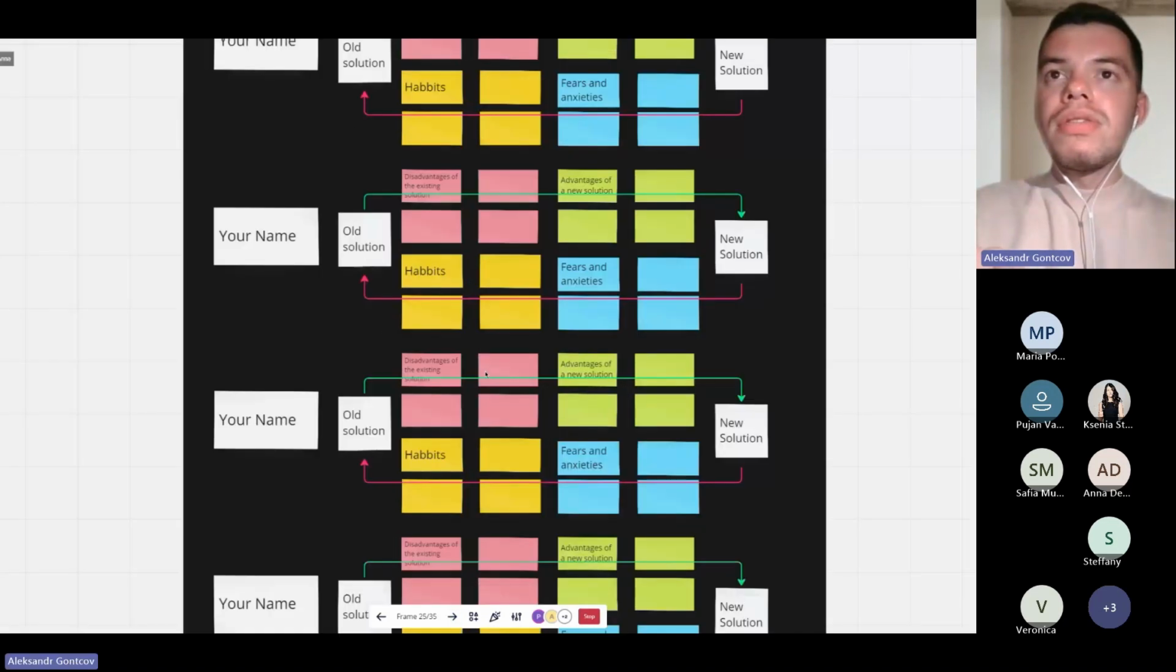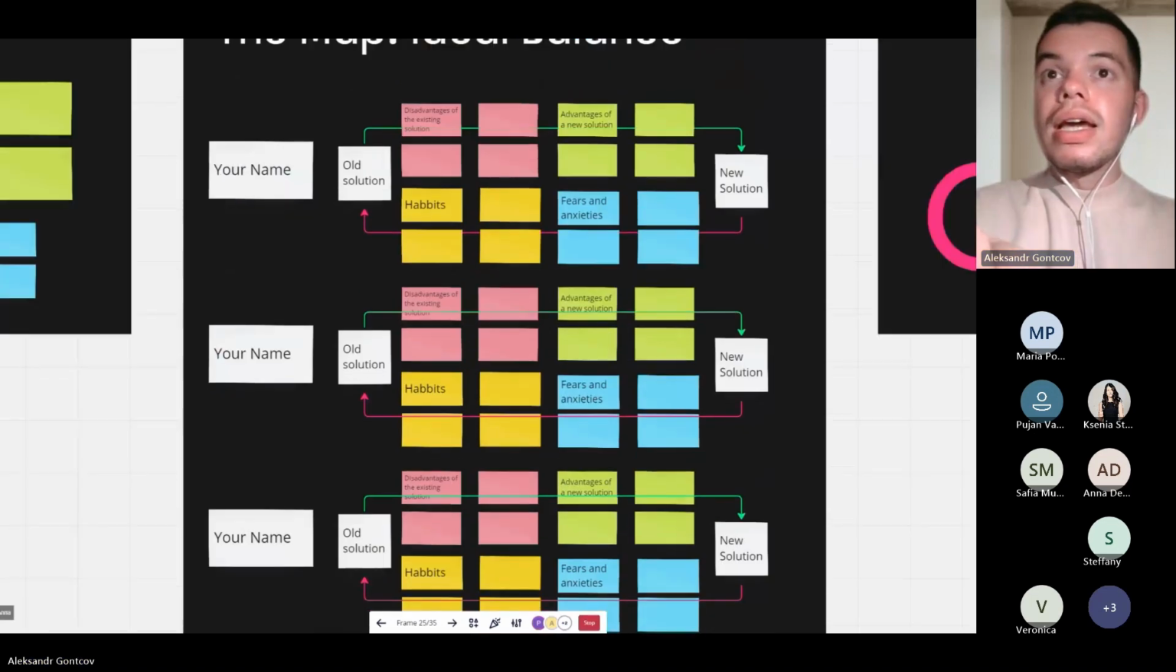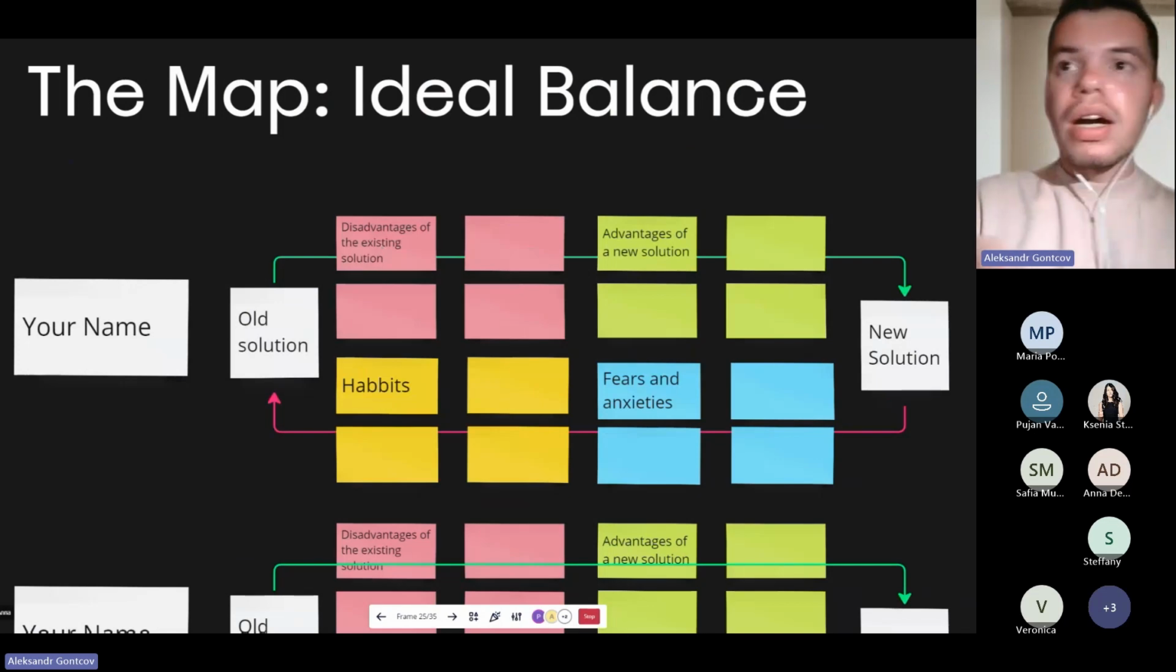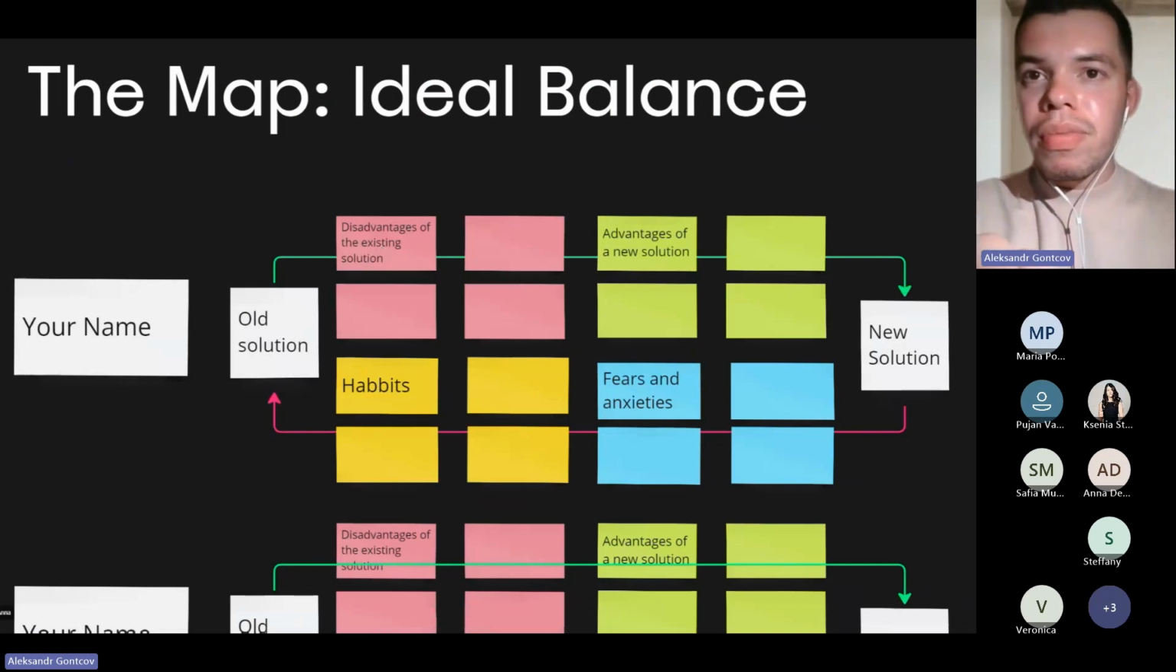Okay, we've got maps for everyone here. You can use this framework, but I would like to again ask someone to talk to me.